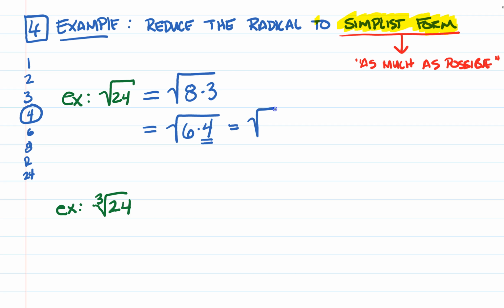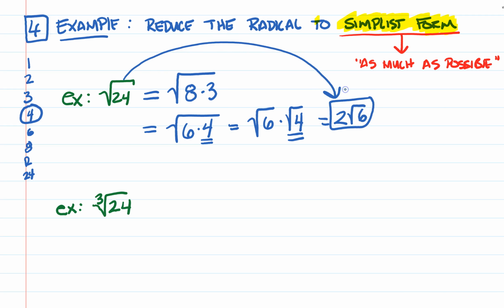So this can be broken up into the square root of 6 multiplied by the square root of 4. That, of course, is the number 2. So I'm getting 2 radical 6. So the simplest form for the square root of 24 is 2 radical 6.